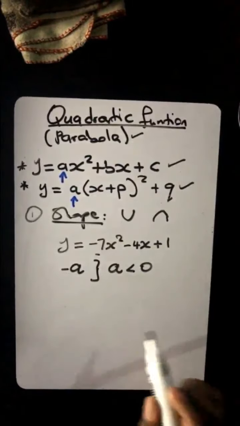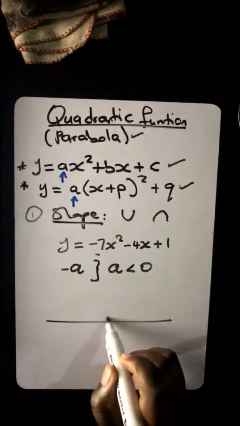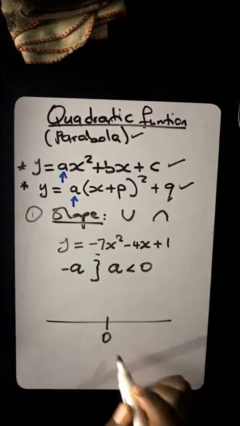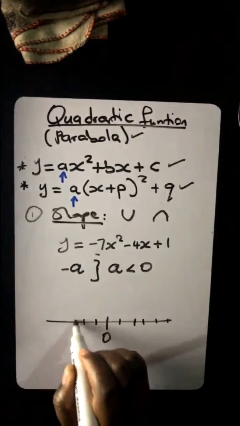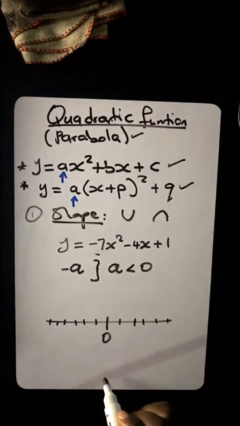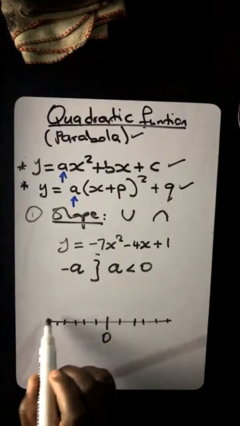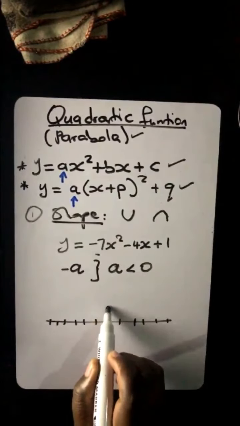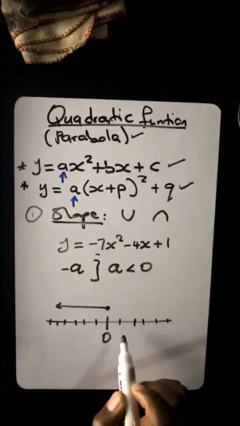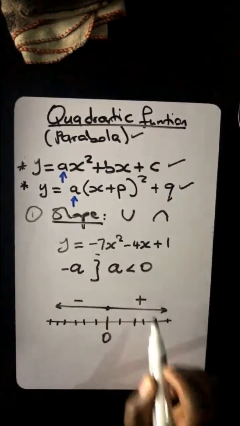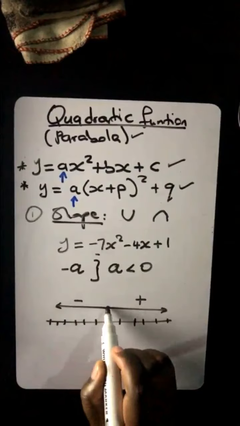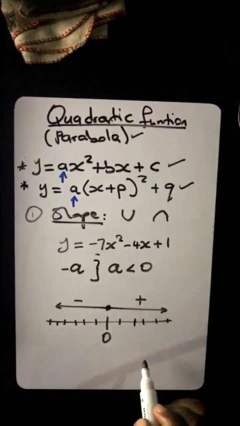I'll just give you an example. On the number line, we've got 0 there. We've got positive values on this side, and negative values on this side. From there in that direction we have negative values, and in the other direction we have positive values. Everything is referenced from that point.